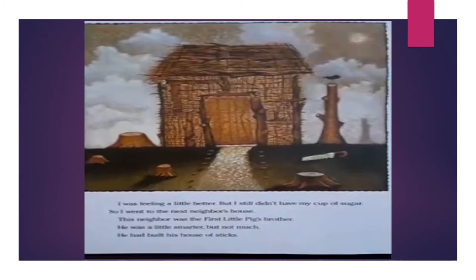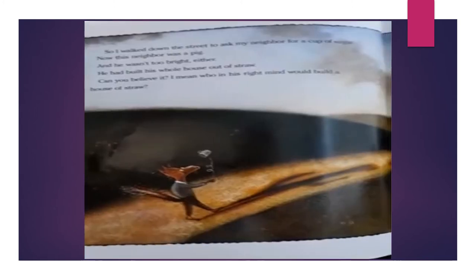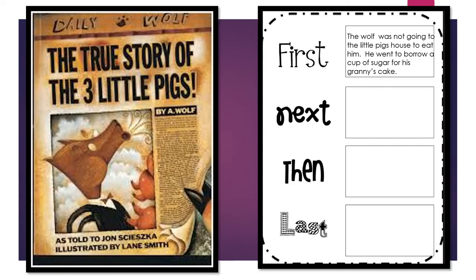Okay, so that is what happened next. This neighbor. Right here, you see what we wrote from yesterday. Oh, and I finally figured it out, boys and girls. I figured out that my fingers are not good with writing, so I wanted you to understand what I was saying. I started typing it in. That's a good idea, right? Hopefully it'll help you read it better. So we put first, the wolf was not going to the little pig's house to eat him. He went to borrow a cup of sugar for his granny's cake. So why did I write that?